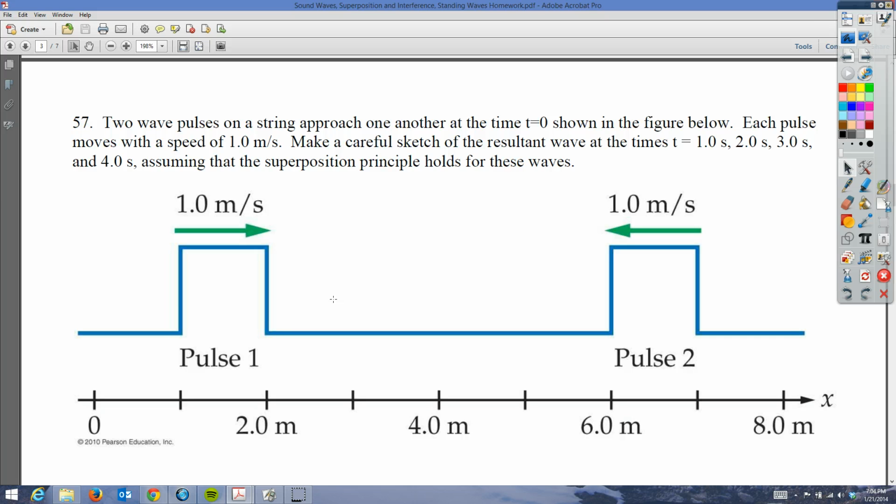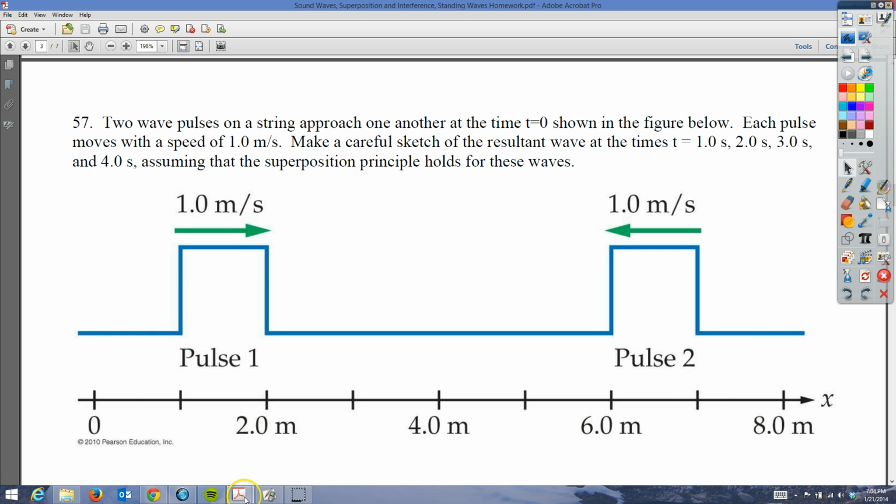If we look at number 57, it says two wave pulses on a string approach one another at time t equals 0, as shown in the figure below. Each pulse moves with a speed of 1. Make a careful sketch of the resultant at the times t equals 1, 2, 3, and 4. Assume superposition. So remember, when they come together, if they're both going up, they're going to add together.